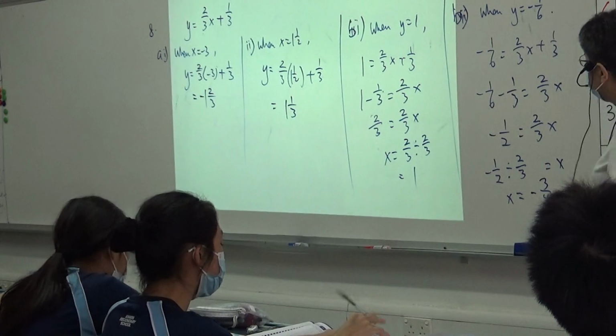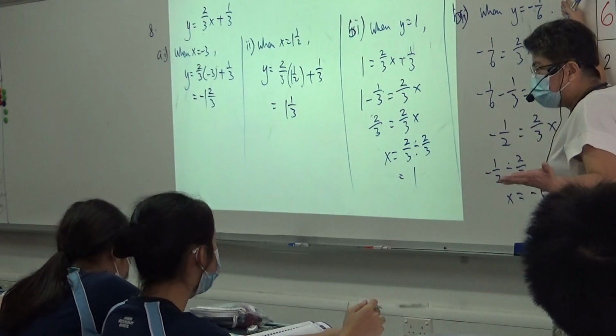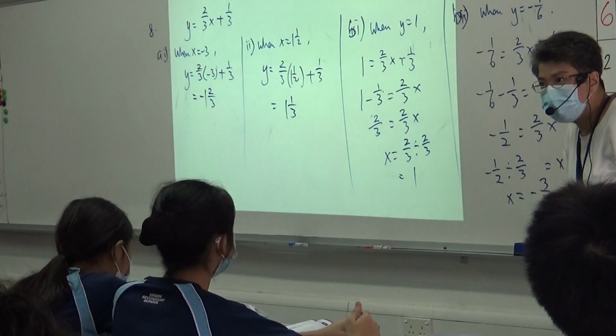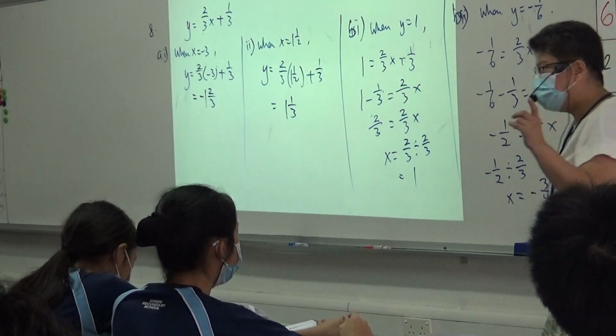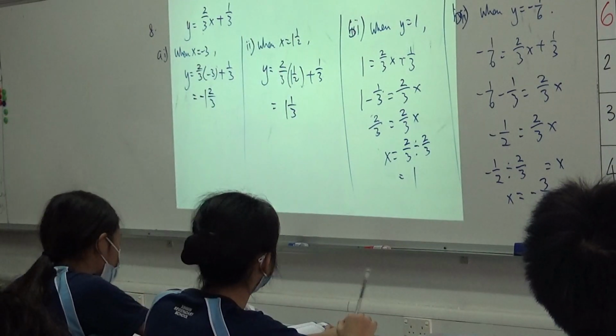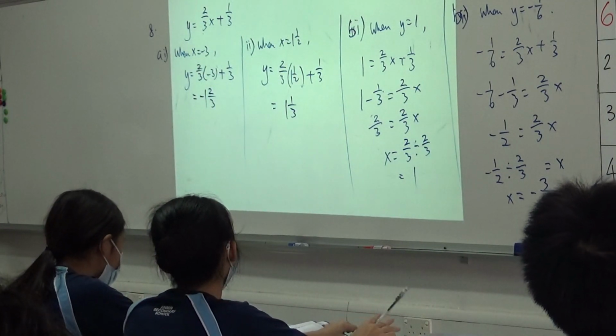Now what does it mean? If the answer that comes out is negative 1/6, the one that we put in must be negative 3/4. Do you understand? Now, what's the difference between question 3, question 4, and question 8?